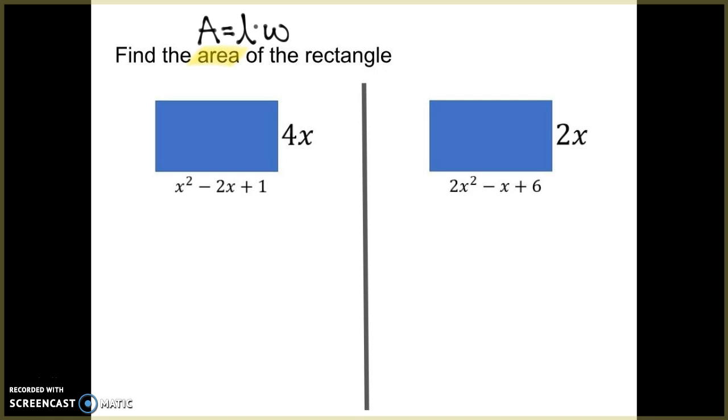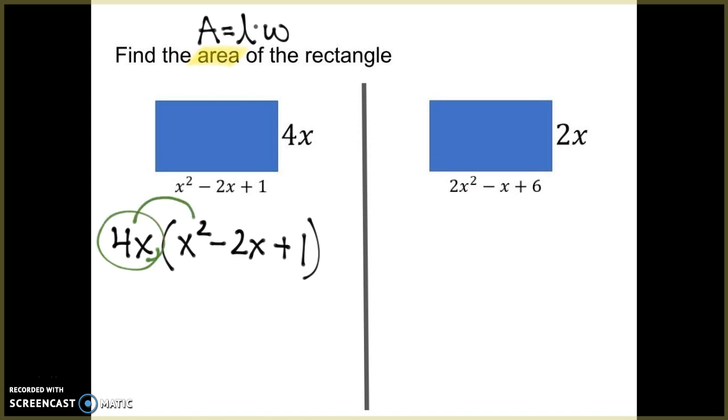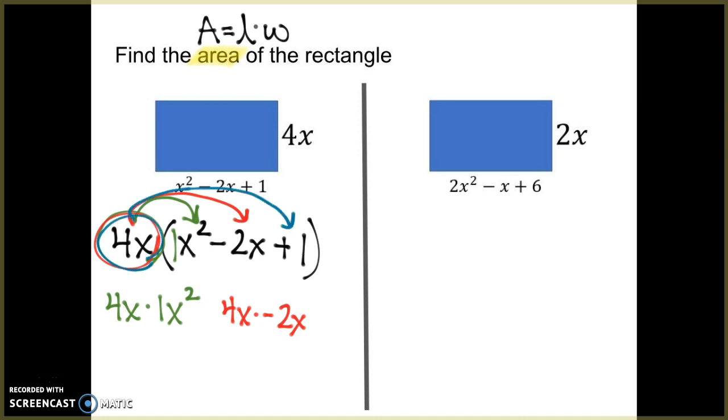So if I were to set this up, it would be 4x times x squared minus 2x plus 1. And I'm going to be taking the 4x and multiplying it by the x squared like before, by 1x squared. So 4x times 1x squared. And then I'm going to take that same 4x and I'm going to multiply it by negative 2x. So 4x times negative 2x. And I'm going to take that same 4x yet again and multiply it by 1. So 4x times 1. And then we simplify.